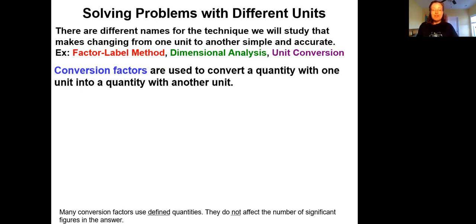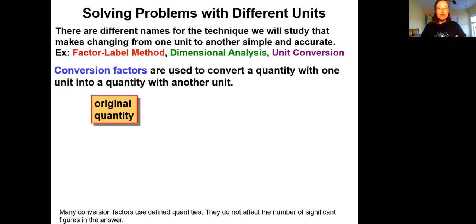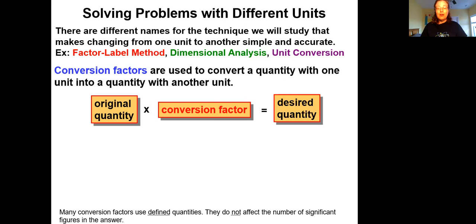Conversion factors. These are used to convert a quantity with one unit into a quantity with another unit. I call these my gateways between units. We'll start with an original quantity. This is going to be a number and a unit that we don't want any longer. It'll be the one given in the problem, where it's, say, in pounds and you need to get into kilograms. You'll then use this conversion factor, which I'll give you more information about soon. By multiplying, you will end up with the desired quantity with the desired unit.